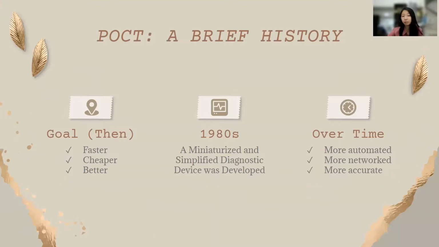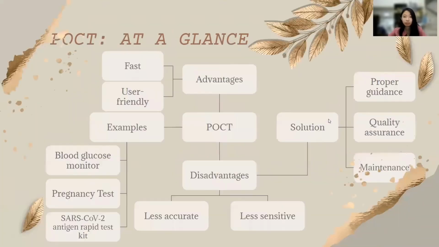So, because of the time-consuming diagnostics at the central lab, back then scientists were very interested in developing devices that can give information about a patient's condition faster, cheaper, and better. Therefore, in the 1980s, they invented a smaller and simpler diagnostic technology that can be used at or near the patient, which over time became more automated, networked, and accurate. Those are then called POCT or point-of-care testing devices.